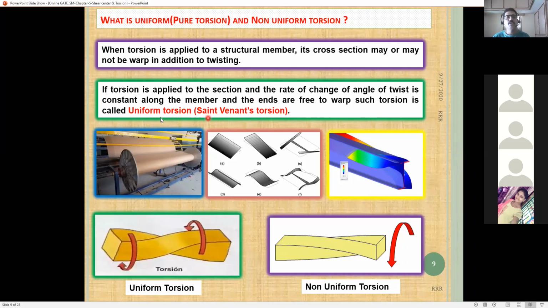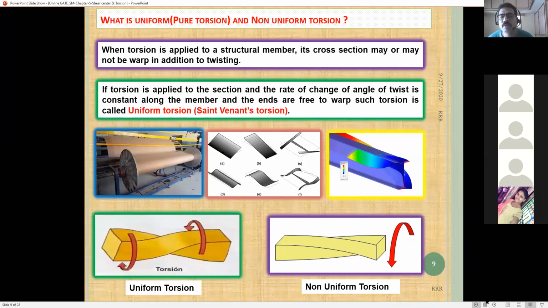Another name for this uniform torsion is Saint Venant torsion. Otherwise, instead of writing uniform torsion, they will ask you to identify the figure showing Saint Venant torsion. They will give four different shapes. You have to show this is the Saint Venant torsion, nothing but uniform torsion, twisting from both directions with the same angle. But here one side is twisted, so the angle may not be the same. That's why it is non-uniform torsion.